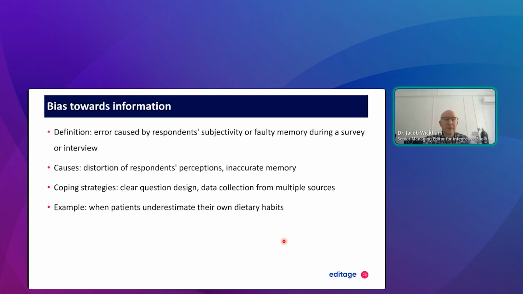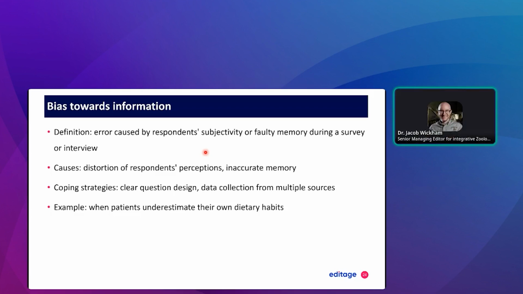There's also another bias. This results from a lot of survey or interview type questions in social sciences or medical sciences. And this is an error caused by respondents' subjectivity or just faulty memory during a survey or an interview. For example, research participants may incorrectly report on their lifestyle or health status.